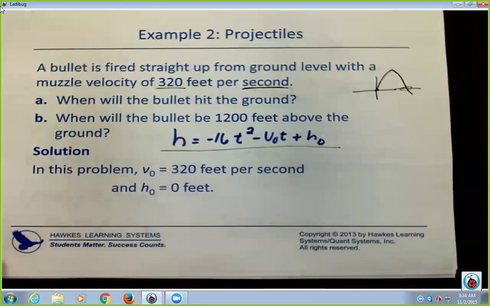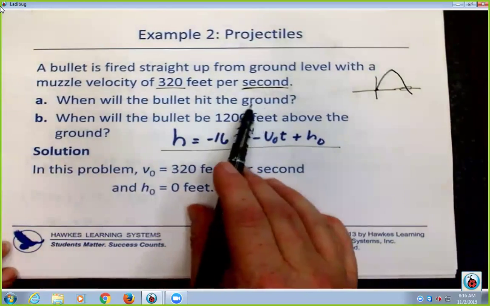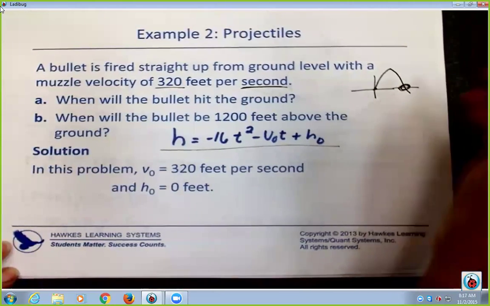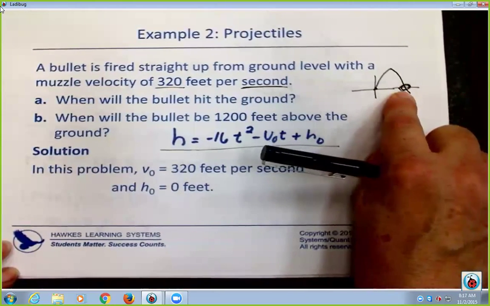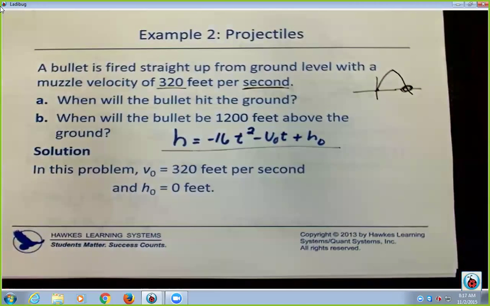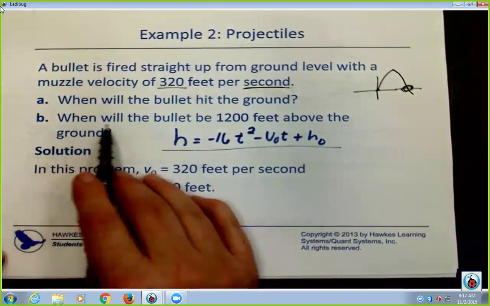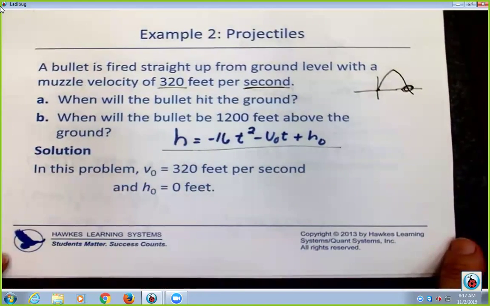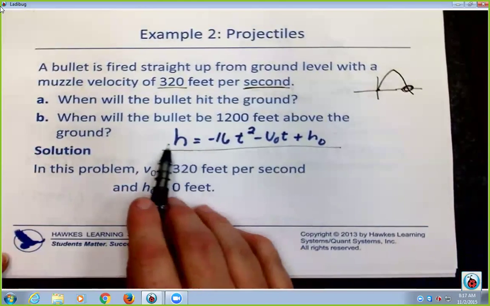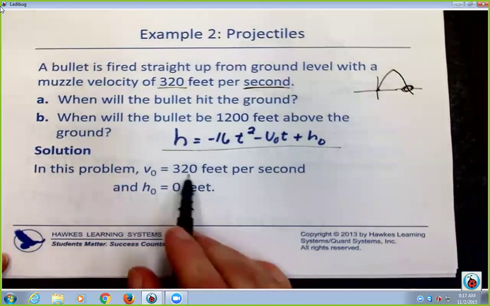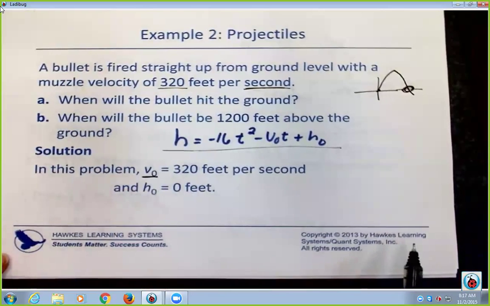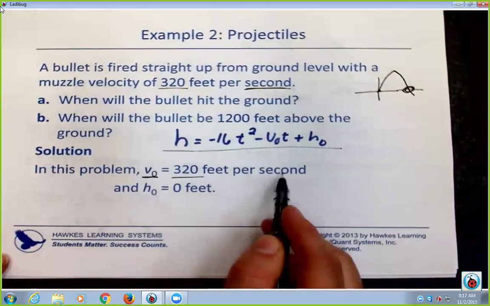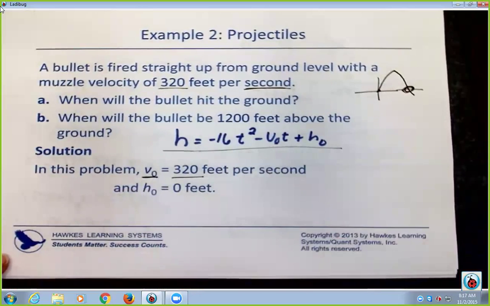So what do we have in this situation? Well, we have when a bullet hits the ground. So we want to know when it's going to hit the ground. So what we are looking for is what this answer is going to be. So what would that end up being? So now I've got to plug in my pieces. So it says when the bullet will be 1,200 feet above the ground. So we want to know when that's going to happen. And we want to know what's going to happen with this for a solution. So v0, or v subscript 0, is 320 feet per second, because that's how high it's going up each second.